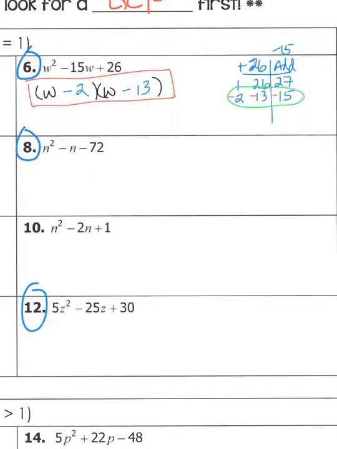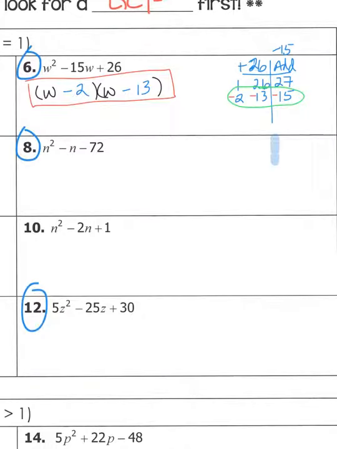All right, so then I want you to try number 8 on your own right here. So pause the video, go through this whole plan and see if you remember how to do it. Okay, so we're going to take 72, factor it. We're going to take the factors of 72 and subtract them to find negative 1.